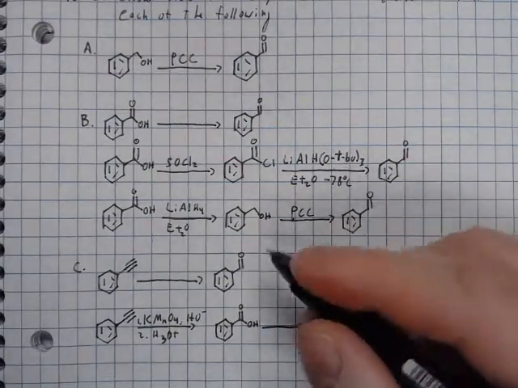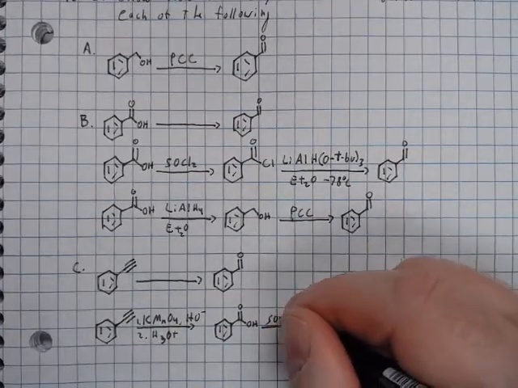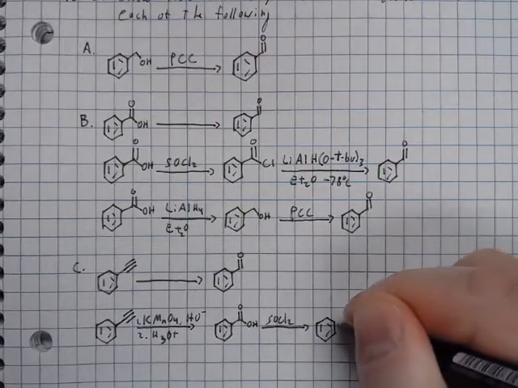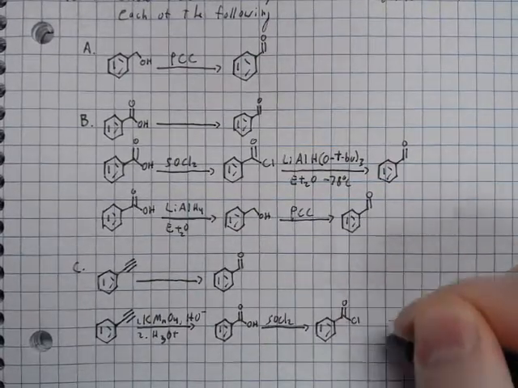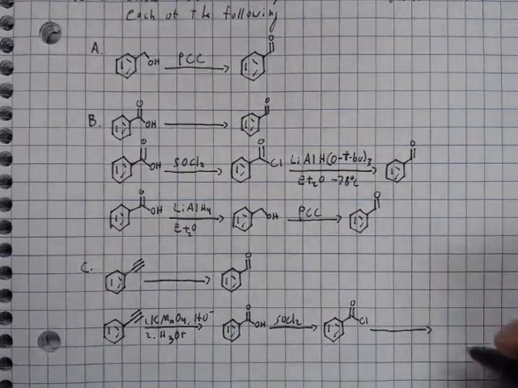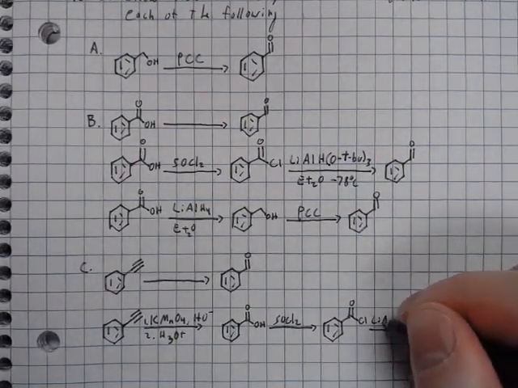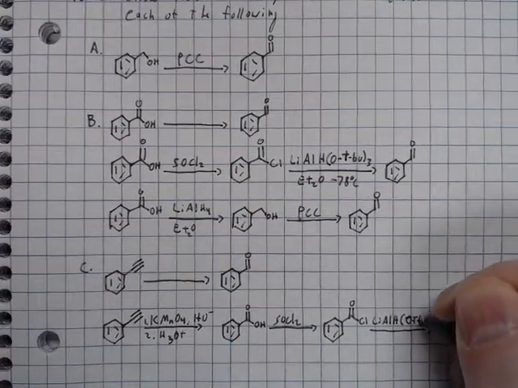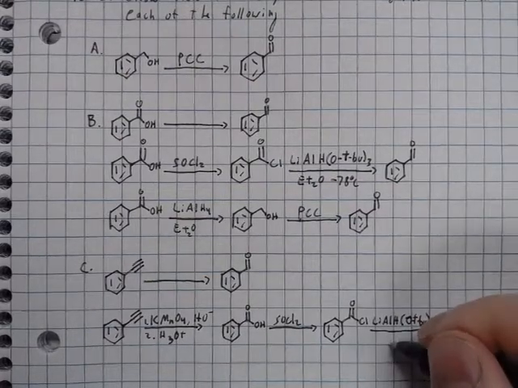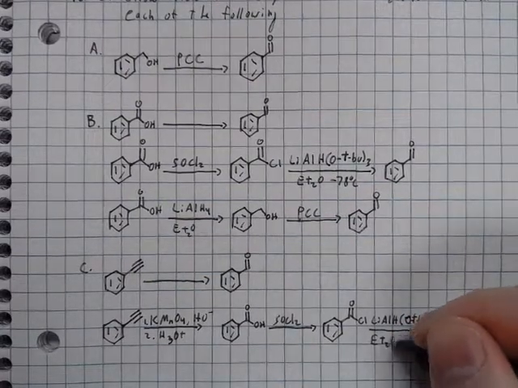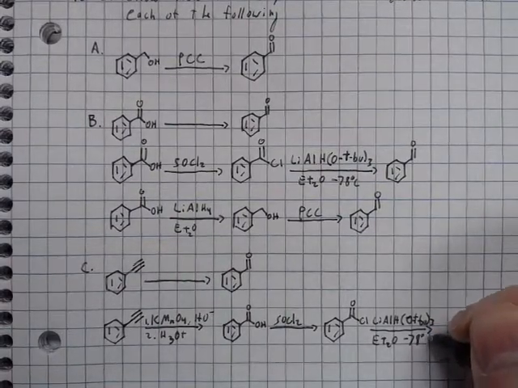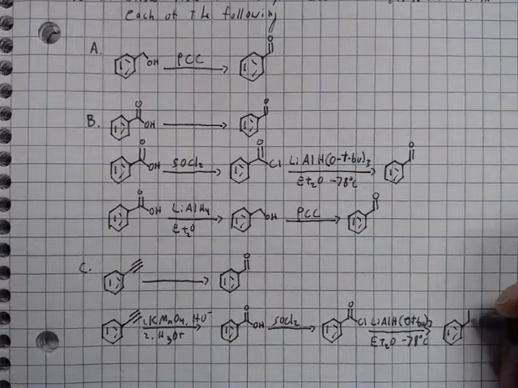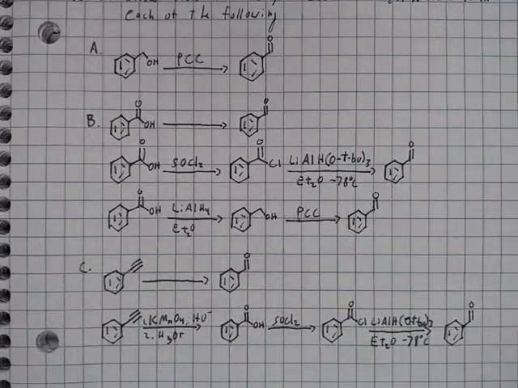Then, just like in part B, we need to convert that carboxylic acid to the acyl chloride. And then we can reduce the acyl chloride using lithium aluminum tri-tert-butoxy hydride, diethyl ether, -78°C, to get the benzaldehyde.